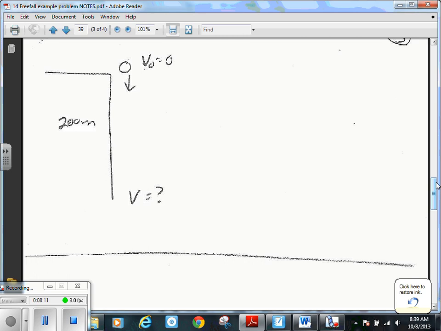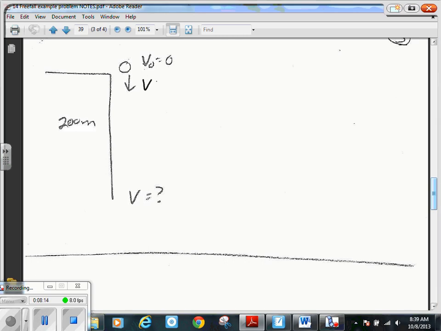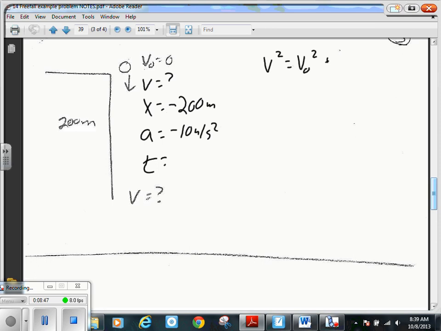Okay, so here we have a v sub naught of 0, v we don't know, x we do know, right? What would x be, everybody? Negative 200. Its displacement. Acceleration is negative 10 meters per second squared. And our time we don't know, but we're not looking for it. But I might as well have that checklist down. So there's really only one formula that will work. We could use a couple, in this case.